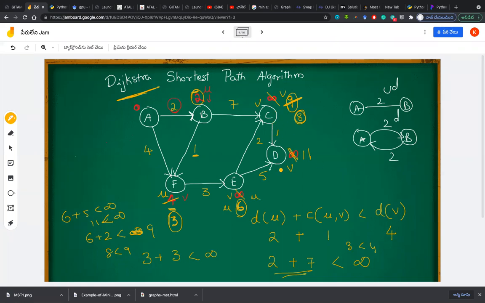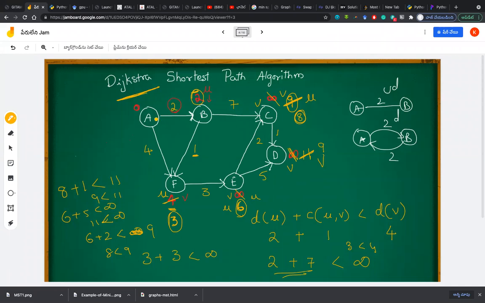Now from E to D it is 11. That's what we got. That means from A, going from A to B, B to F, F to E and E to D, it occupies 11. But sir, 8 plus 1 is less than 11. Yes, if C is U and D is V, apply the formula. The distance of C is 8, plus C to D is 1, is less than 11. That means 9 is less than 11. So naturally we strike off 11 and put 9. That's the end. So this is your shortest path algorithm.